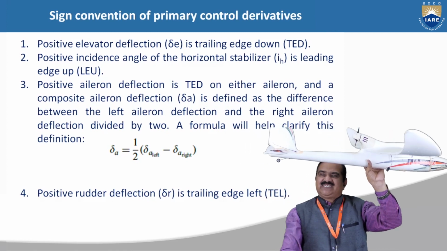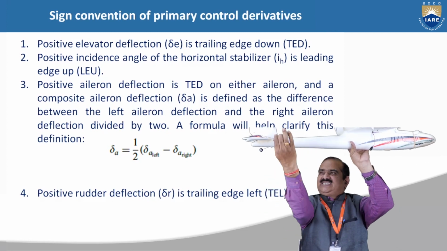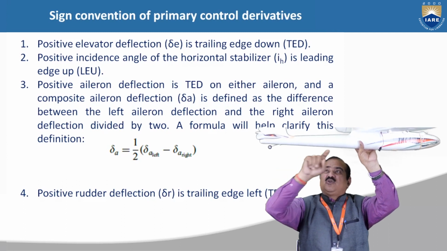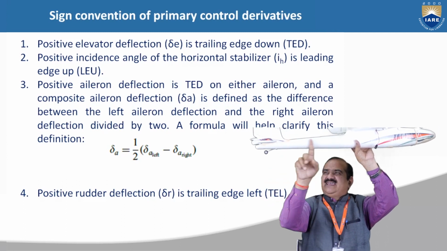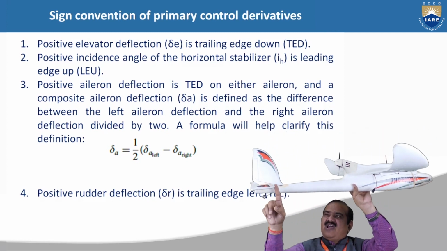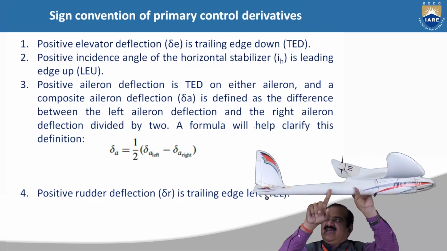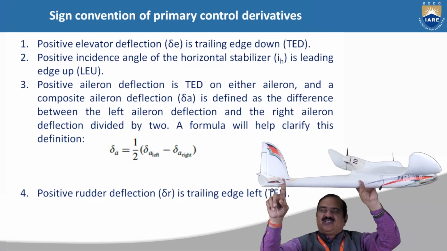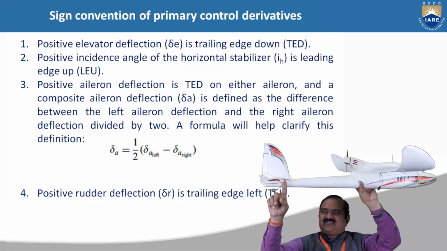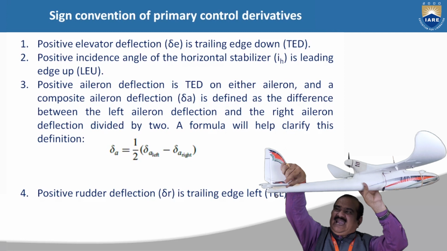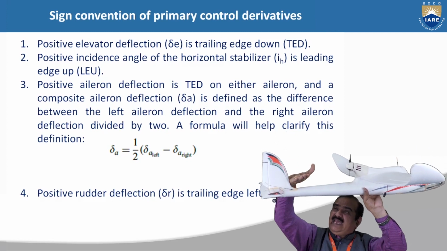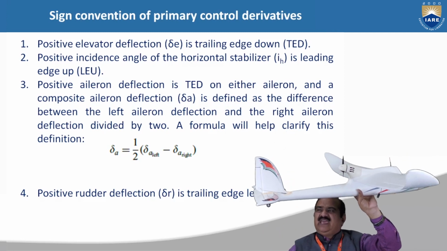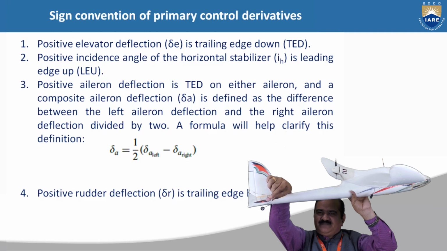Then the positive incidence angle of the horizontal tail. You can see here, this is called the horizontal tail, and this is iH. With respect to the center line of this aircraft, the angle of the chord line of this is called the horizontal stabilizer angle. The positive incidence angle of the horizontal stabilizer is leading edge up. This is the leading edge, so if this leading edge is in this direction, it is a positive incidence angle of the horizontal stabilizer.